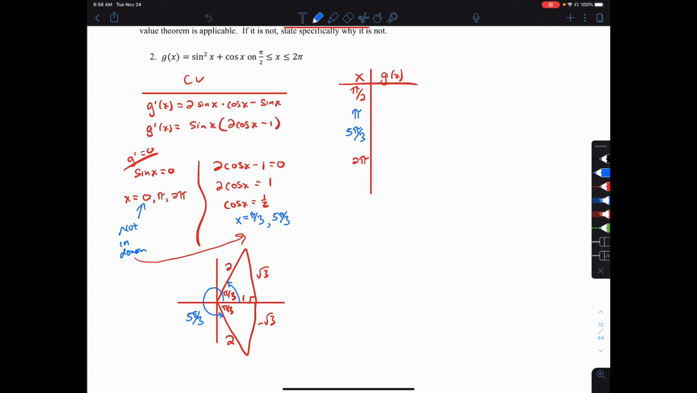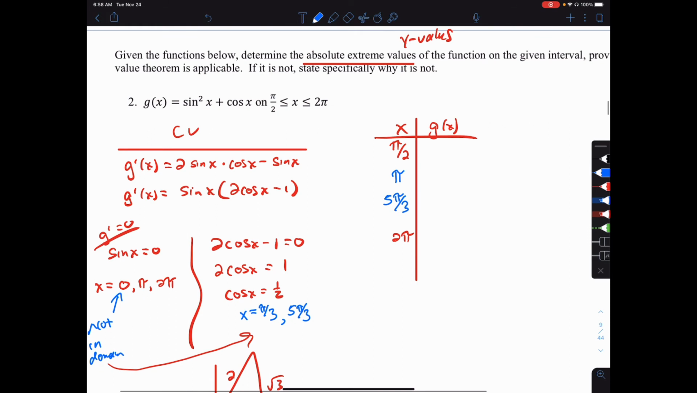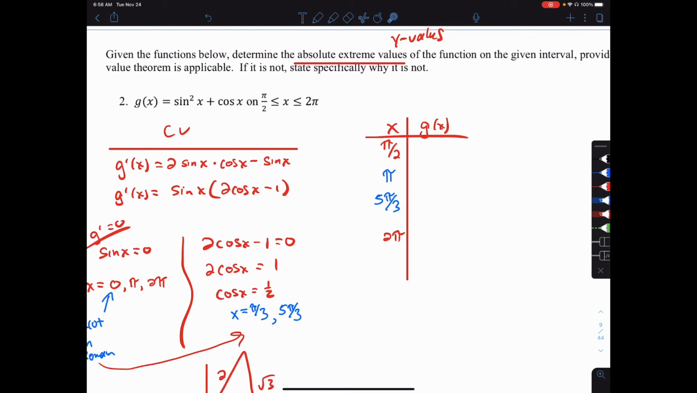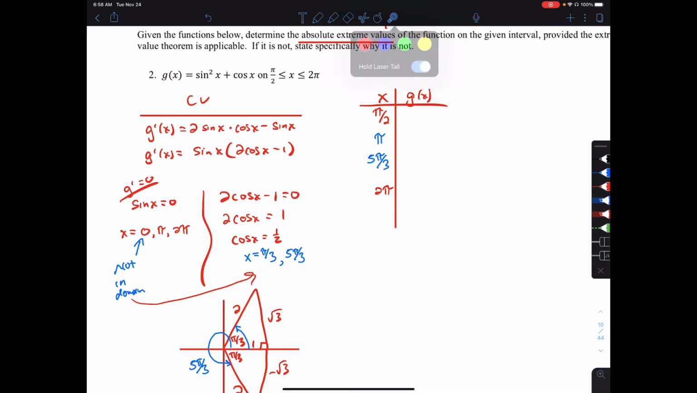Then to figure out what the absolute minimum or absolute maximum are, I just need to figure out what the y values are at each of these candidates. And I'm plugging that in right here. If I put pi over 2 into this, sine of pi over 2, pi over 2 is going to be here. It's going to be 1. So it's going to be 1 squared plus cosine of pi over 2. That's going to be here. Cosine there is going to be 0 because cosine's x over r. So that's going to give me 1.